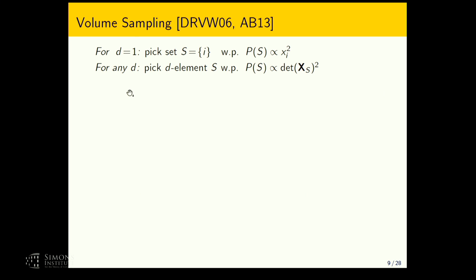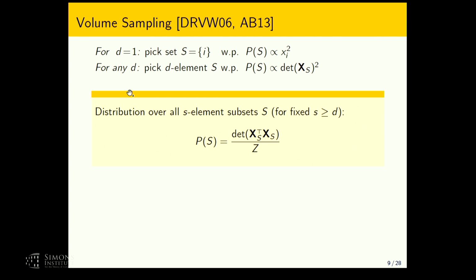And the intuition here is, in some sense, we want to pick a whole subset that has high leverage, right? The interpretation of the determinant is that the determinant squared is the squared volume of the parallelepiped spanned by the d points, the vectors, or the rows xi. So it kind of spreads out the points. And of course, if we want to sample more than d points, this can also be naturally generalized to sets of arbitrary size at least d. And so this is the volume sampling distribution.